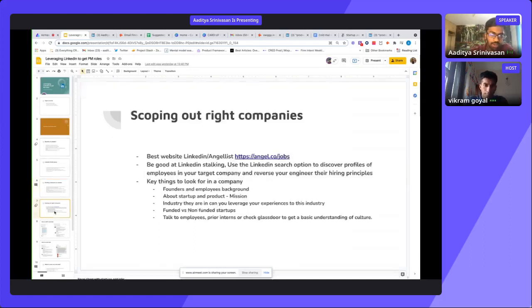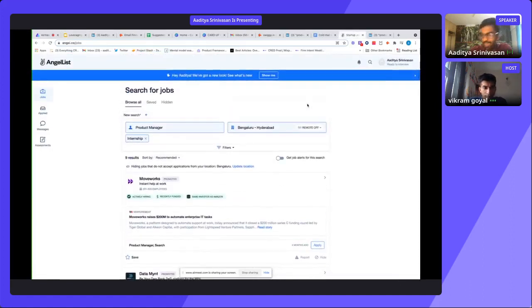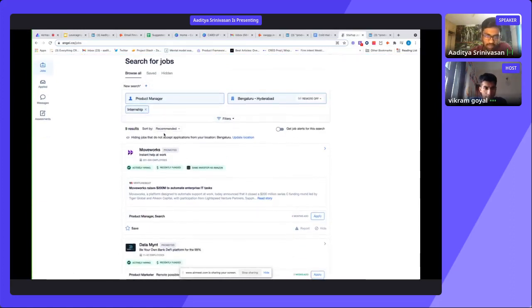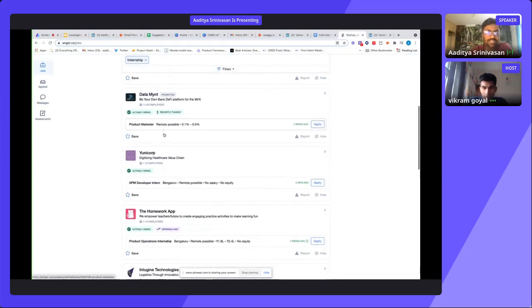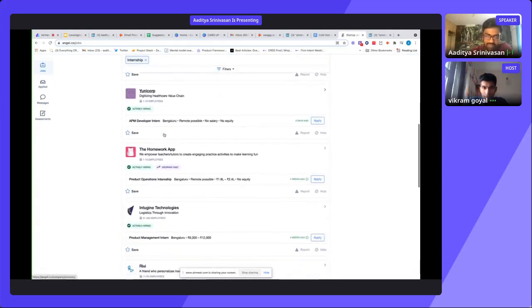Now, coming to a very important point, that is scoping out the right companies, right? How do you know which company is hiring for product interns, and what do they look for in a product intern? Again, the best websites are LinkedIn and another website called AngelList. So AngelList is a directory of startups. So basically, if you click on product management in the search option and click on internships, it tells you different startups which are in their early stage to mid stage.